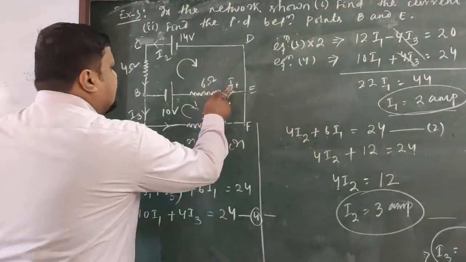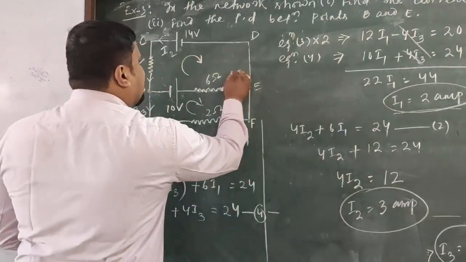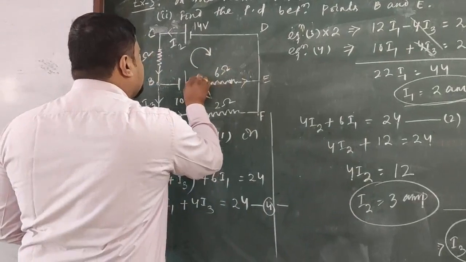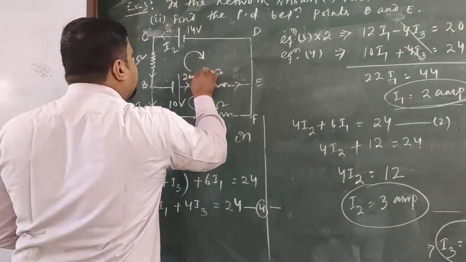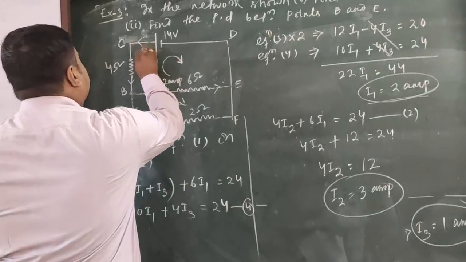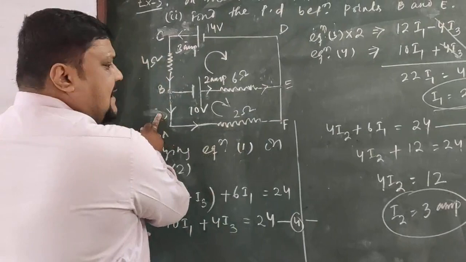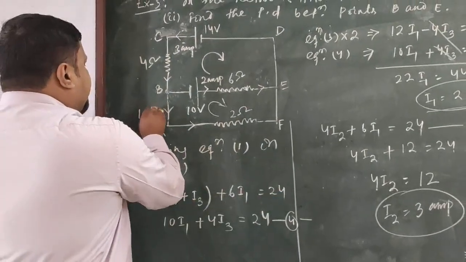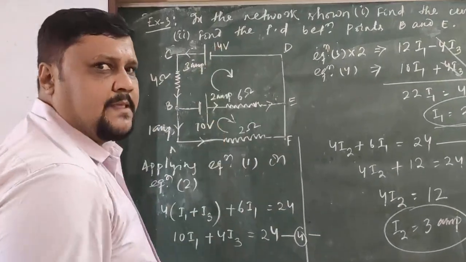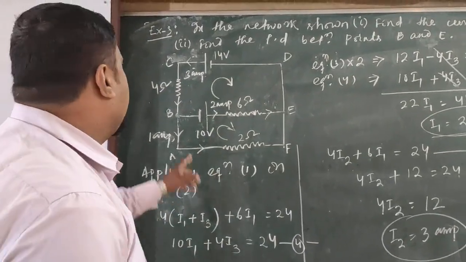So let me write it in the circuit. Here this I1 is how much? I1 is 2 ampere. And I2 is 3 ampere. And I3 I got 1 ampere. First part is over.